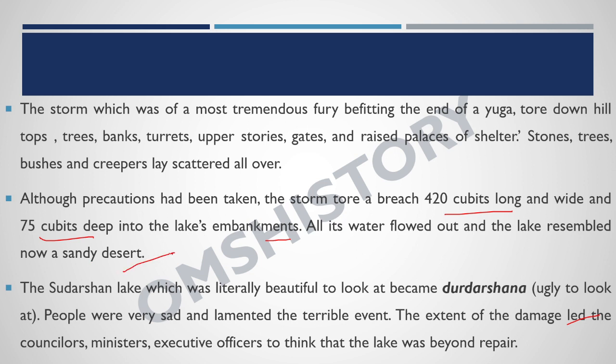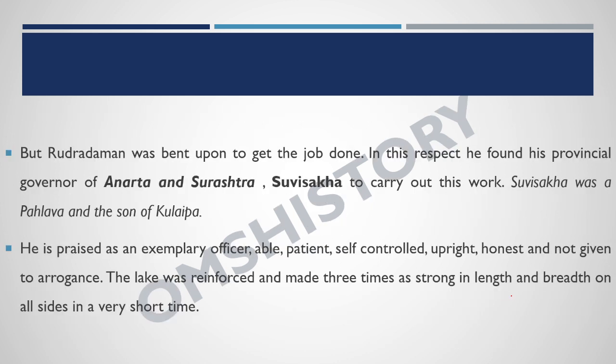So your Sudarshan, because of this storm, had now become Durdarshan, that is, ugly to look at. People were very sad, they lamented this terrible event, and the extent of the damage led the councillors, ministers, and executive officers to think that the lake was beyond repair. But the inscription says that Rudradaman was bent upon getting the job done, and in this respect he found his provincial governor of Anartha and Surastra, who was Suvisakh, to carry out this work.